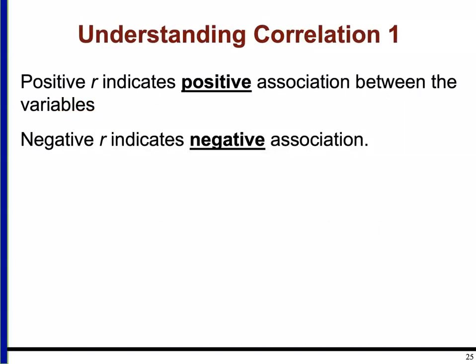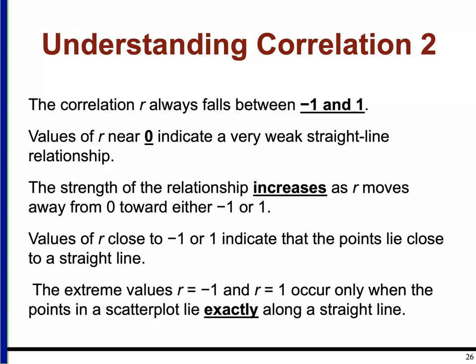So if you have a positive correlation value, then that means that there's a positive association between the variables. If your R is negative, then that means that you're looking at a negative association. So a few things about correlation. It's always going to be a value between -1 and 1. So if you have a value for correlation that's outside that range, something went wrong.